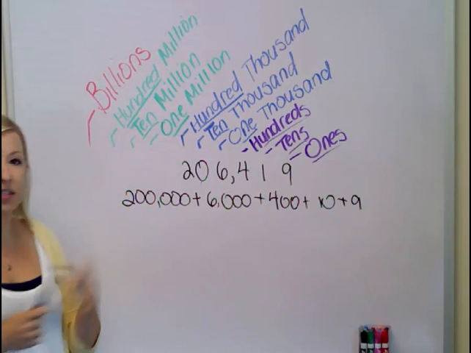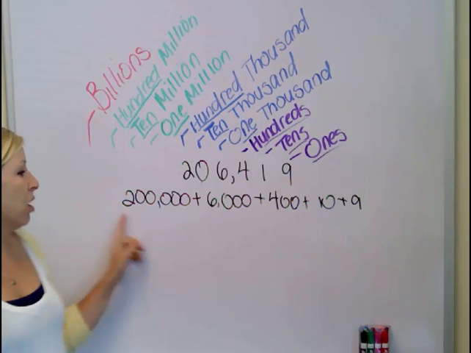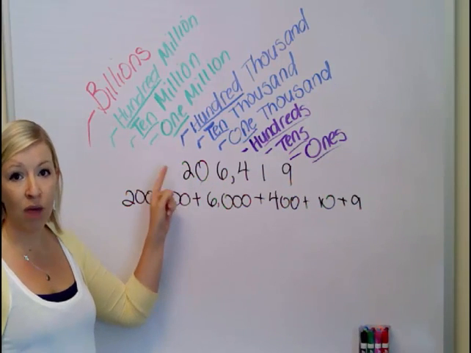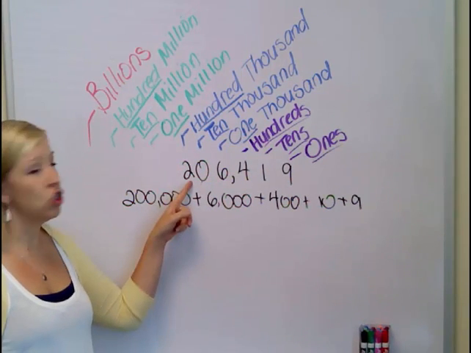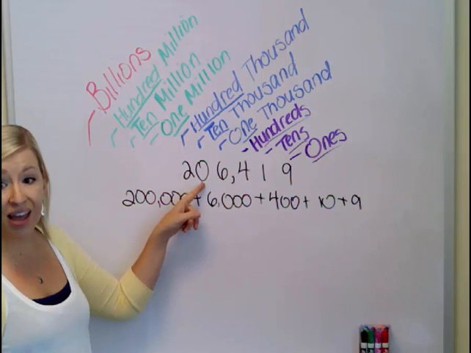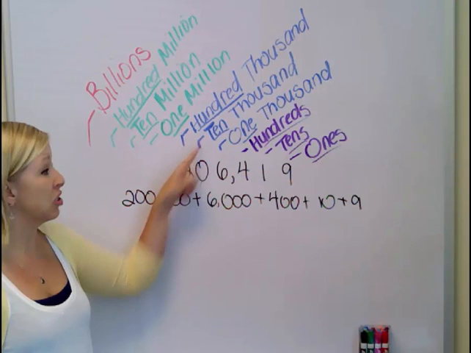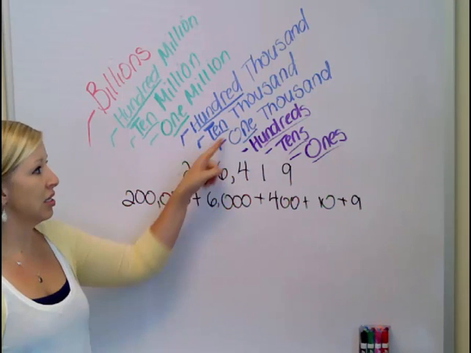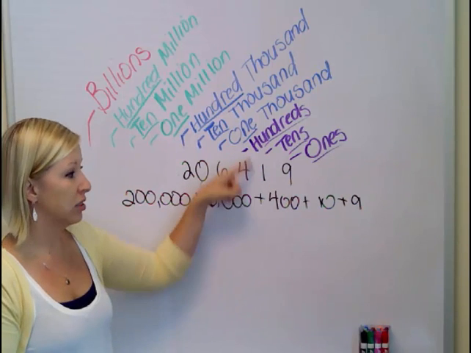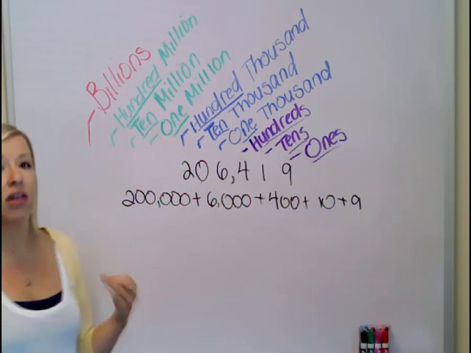If you say this in the expanded form, all you're doing is writing out each separate place. So you represent how much each digit equals. This digit is 2, 200,000. It's in the hundred thousands place. There's nothing in the 10,000s place. It's just a 0. So then we go over to the 6,419. 1, 10, 9. You hear it when you say it out loud.